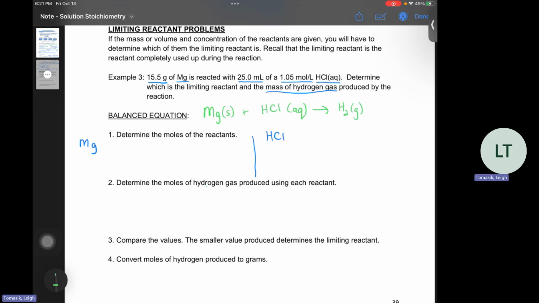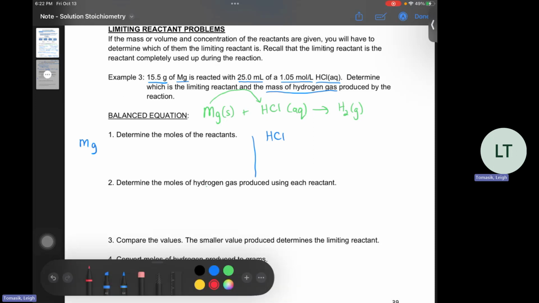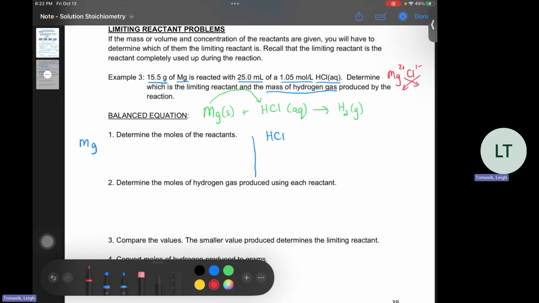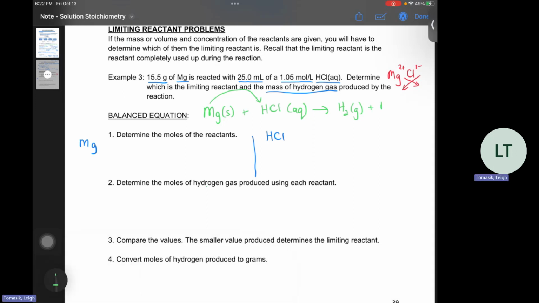and the other one, this is a single displacement reaction. So the magnesium is going to displace the hydrogen, and we are going to get a compound, right? What compound? Well, we're going to get a compound that has magnesium and chlorine in it. So do a little crossover rule, and we know that we are going to get MgCl2, aqueous.